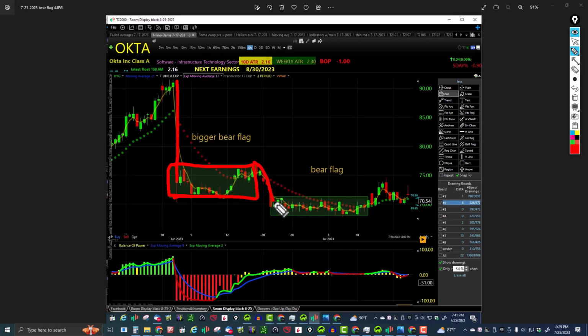And then what do we get? Another flagpole and almost a mine shaft platform right there that failed to break down, and it wound up going up right there. So if this fails to go down, well, obviously it's going up. There you go. They tend to be bearish most of the time.